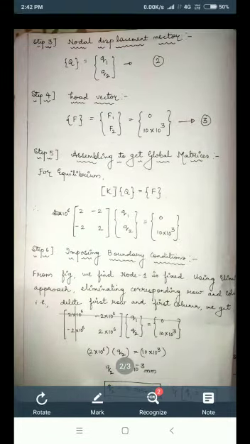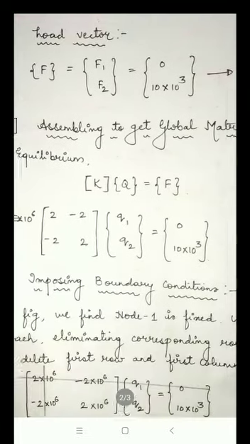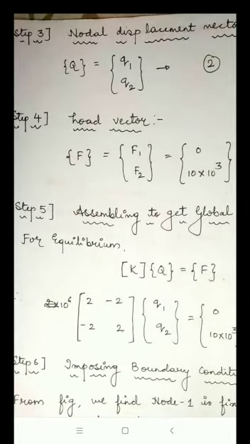Next step, that is step number 3. Step number 3, that is nodal displacement vector, Q equal to Q1, Q2. These things we are going to find now. Step number 4, load vector, that is F equal to F1, F2. F1 is 0 as I already told, F2 is 10 into 10 to the power of 3.